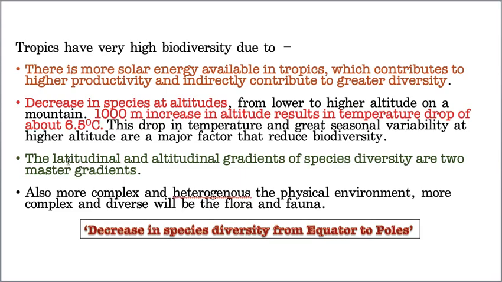So, latitudinal and also altitudinal gradients of the species diversity are the two master gradients. These are the two key factors. So, altitude and also latitude. These two are the key factors that decide the distribution of the temperature, and the distribution of the species.